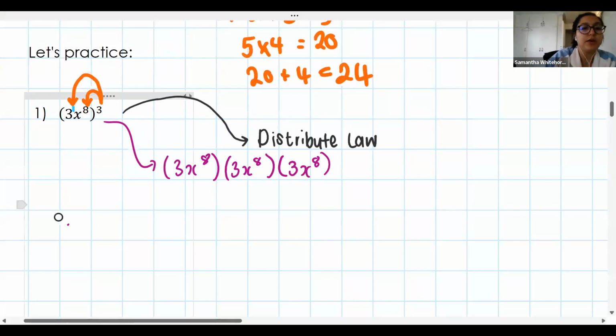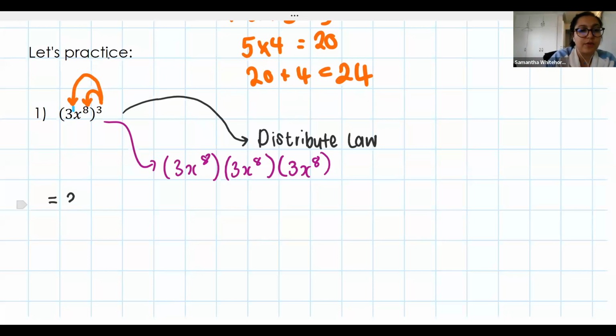So what we're going to do is multiply, and you don't need to write the step down. I'm going to show you the multiplication. So we've got 3 to the power 1 times 3, and x to the power 8 times 3. Remember, distributive law, we multiply the exponents. That then leaves me with 3 to the power 3 and x to the power 24, because 8 times 3 is 24.